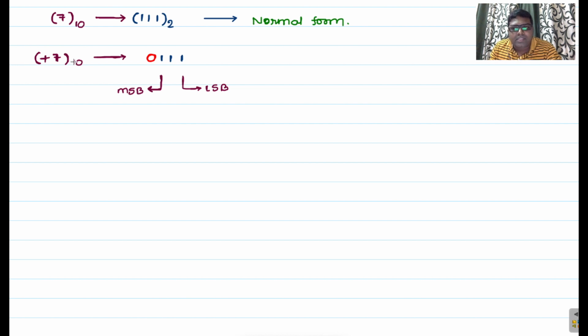In order to represent a signed number, it will require more than the minimum bits. Here the 7 requires a minimum of 3 binary bits. In order to represent its sign value, it definitely requires more than the minimum bits. Here the minimum is 3, so with 3 bits we can't decide the sign value. That's why I'm moving to 4 bits. The same 7 can be represented in more than 3 bits: by using 4 bits, by using 5 bits, and even by using 16 bits we can represent the 7 value.